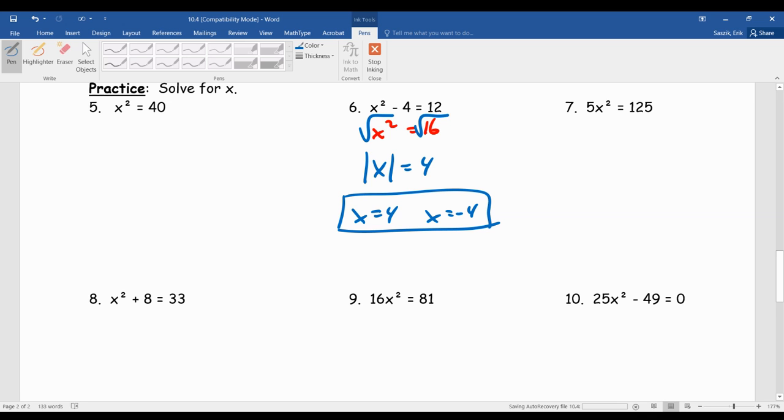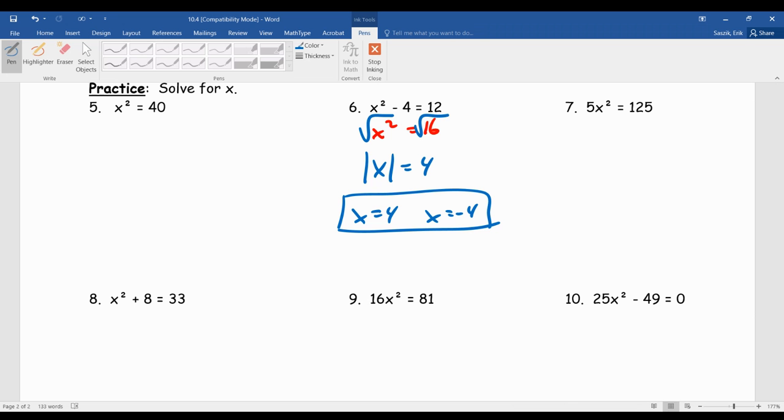Oh, what am I doing? No, that's right. I don't know what I was doing with that. I was looking at my answer key. I made a total mistake on something. Can fix that.